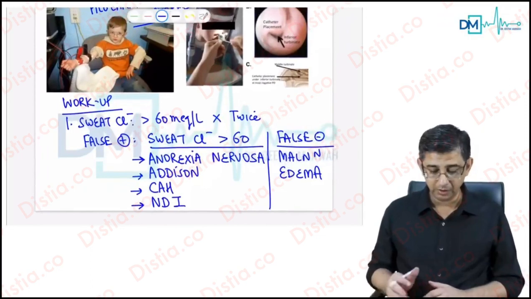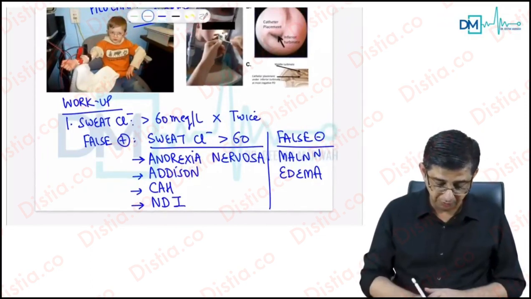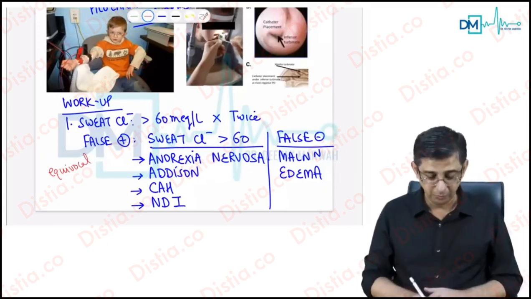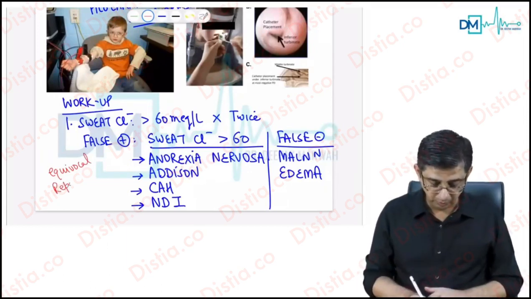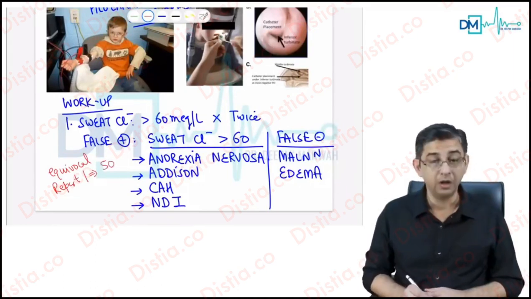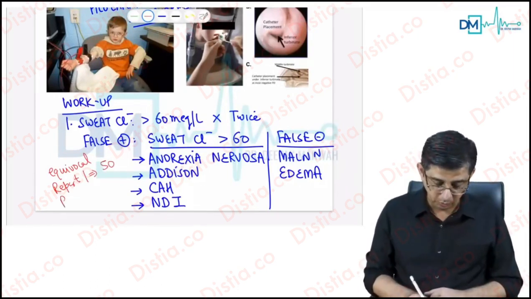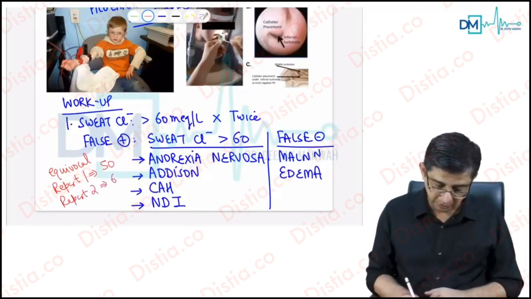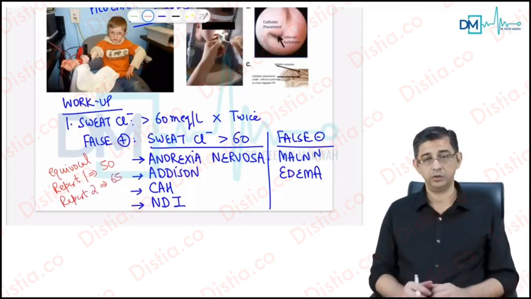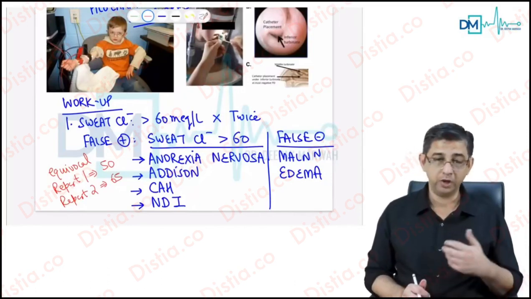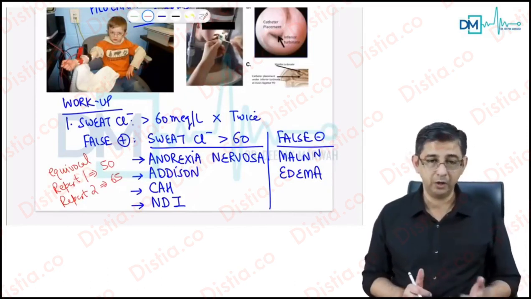Then another test that can be done in the patient, that is if he says in the question that it is equivocal reporting. What I mean by equivocal reporting is that report number 1 that came from a particular lab was having a sweat chloride of, let me say, 50, and report number 2 that came from a different laboratory is giving a sweat chloride of, let me say, 65. Now you are stuck because whether to take the first report as more accurate or the second report as more accurate.